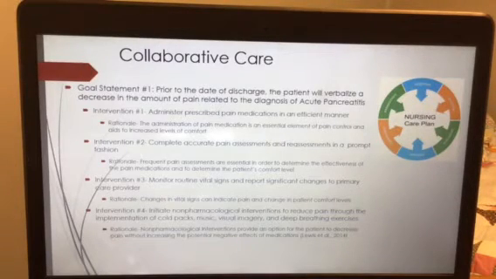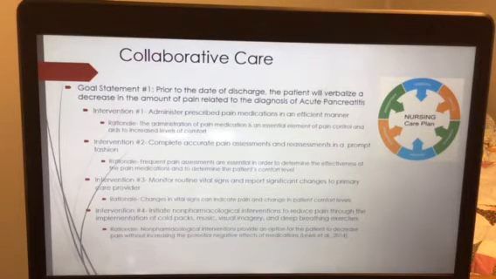Now we come to some collaborative care. So we have a couple goals for our patient. Prior to the date of discharge, the patient will verbalize a decrease in the amount of pain related to the diagnosis of acute pancreatitis. Then we have 4 interventions that allow us to meet these goals. We want to administer prescribed pain medications in an efficient manner. Again, we really want to control that pain so that our patients can heal. We want them to be comfortable.